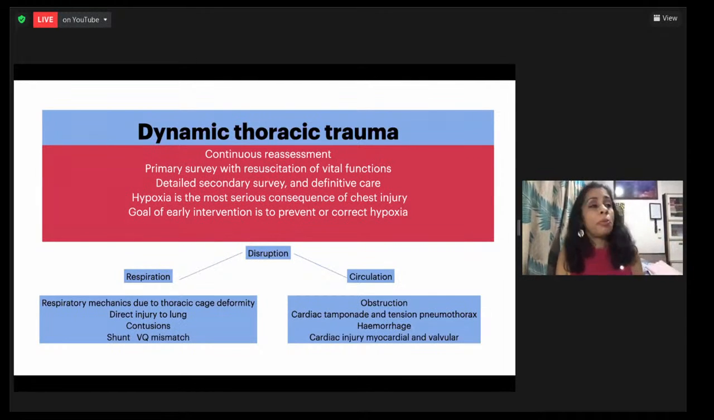Another disruption which is happening in chest trauma is circulation. There's an obstructive kind of circulation happening in cardiac tamponade and in tension pneumothorax. And many times when there is direct injury to the heart and to the vessels, there may be a hemorrhagic shock.